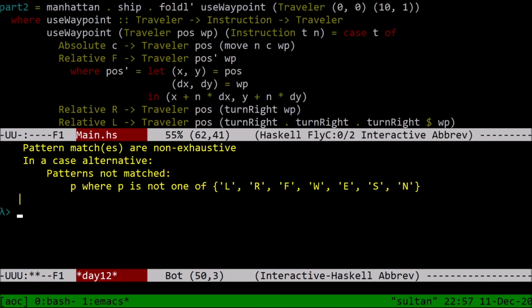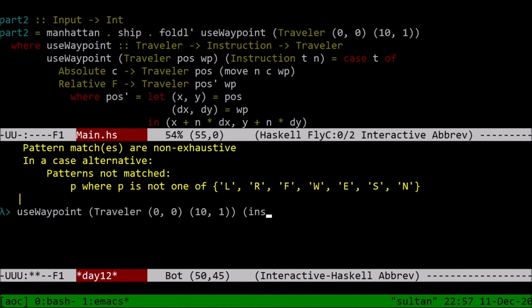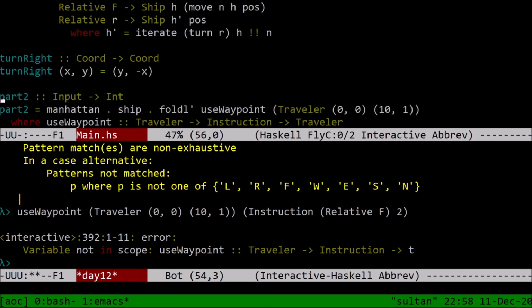So what if I said use waypoint of, where's the type of that? Oh, it's right here, of course. Of traveler 0, 0 and 10, 1, and then gave it the instruction to relative f. We'll just test each of them, right? F 2. Use waypoint is hidden. That's true.